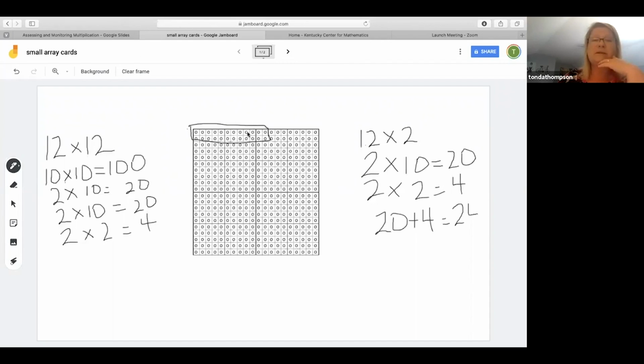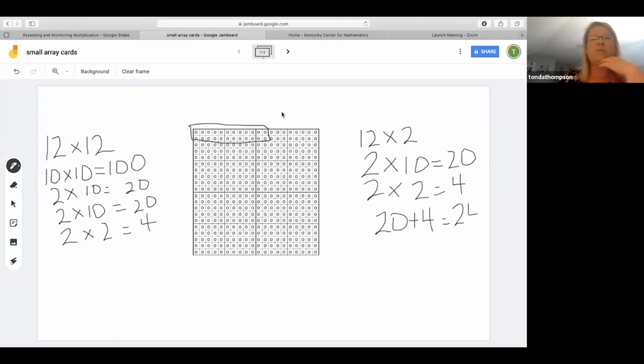We see 2 10s, right? And then we see 2 2s. So that's where they can see that 12, we partition that 12 into 10 and 2. So we have 2 10s and 2 2s, and then we put those together till we get 24.